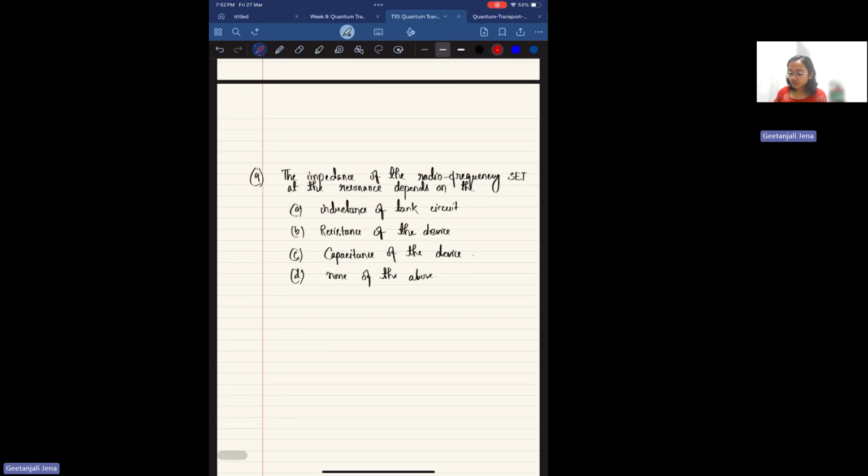Question number 9. The impedance of a radio frequency SET at resonance depends on: option A, inductance of the tank circuit; option B, resistance of the device; option C, capacitance of the device; or option D, none of the above. I will give you 1 minute just to think about what the answer is.